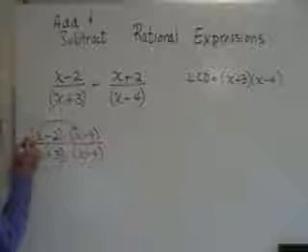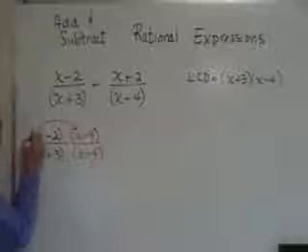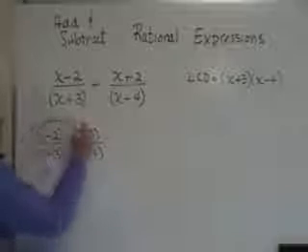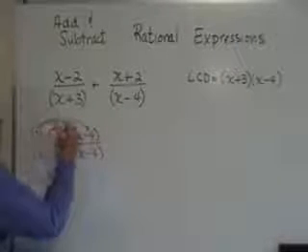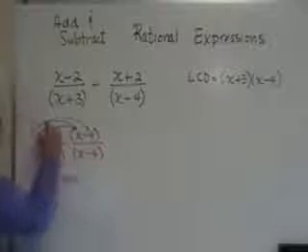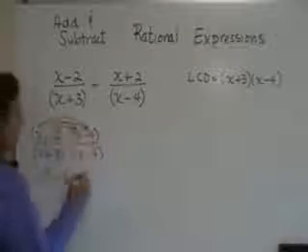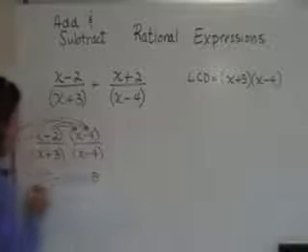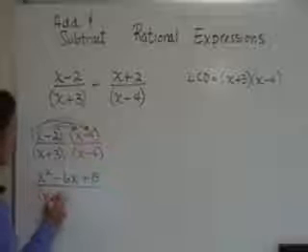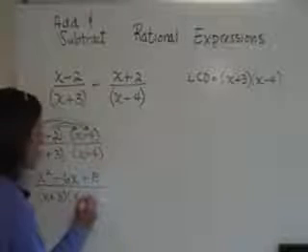I'm going to collect the outside and the inside terms in my head. X times x is x squared. Then I have a minus 4x here and a minus 2x right there. They collect to be a minus 6x. And a minus 2 times a minus 4 is a positive 8. There's my numerator over a common denominator of x plus 3 times x minus 4.